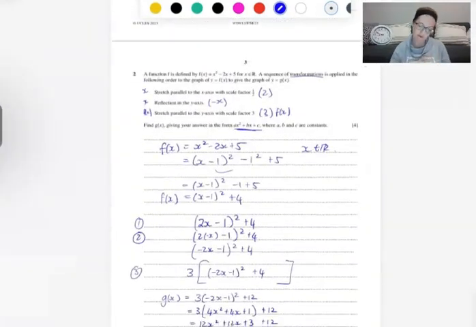So note to self, anything that happens to the x kind of looks opposite, and it happens in the bracket. Anything that happens to y happens outside the bracket. Transformations are easier in completed square form.